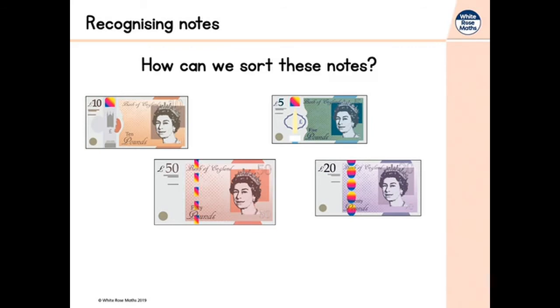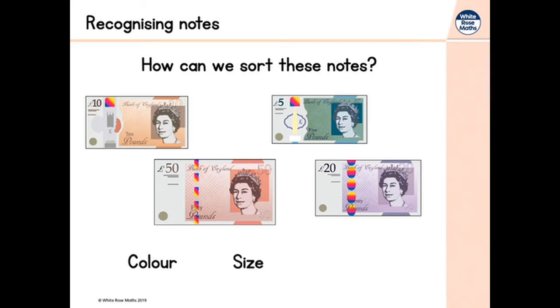How could we sort these notes? Well, we can't sort them by shape because they're all rectangles. We can't really sort them by pictures because they all have the queen on them. But we could sort them by color. We could sort all of the 5-pound notes together because they would all be green. Or we could sort all of the 20-pound notes because they're all purple.